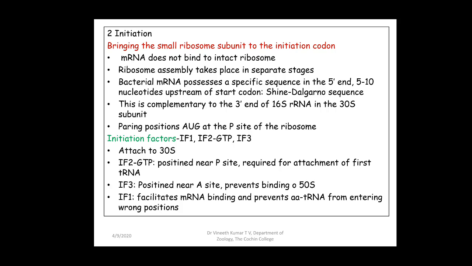So we'll see the steps one by one. The first one is bringing the small ribosomal unit to the initiation codon. When the mRNA is looped into the smaller subunit, it should be made sure that the initiator codon, which is AUG, is placed at the region where the initiator tRNA will arrive. We'll see how this occurs.